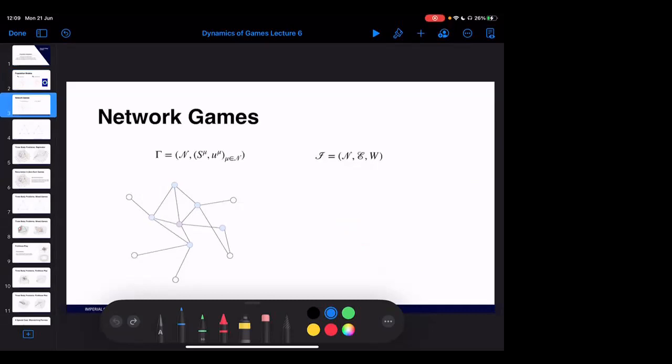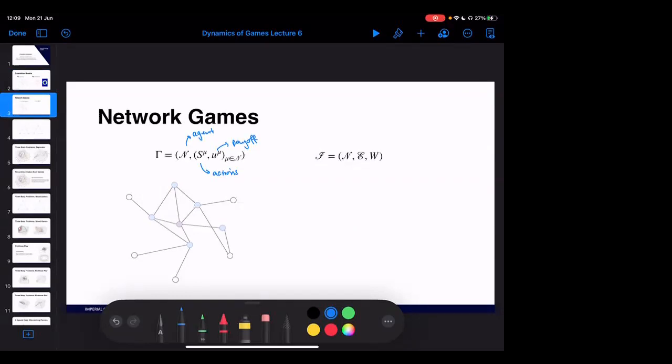To define what a network game is, let's just quickly recap what a game was. A game, if you remember, was a set of agents coupled with the actions that they can take, so what they can do, and a payoff function, which essentially encodes why they choose the actions that they end up choosing, because we're trying to take the actions that maximize our payoff.